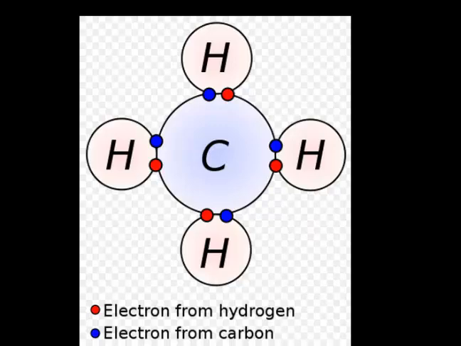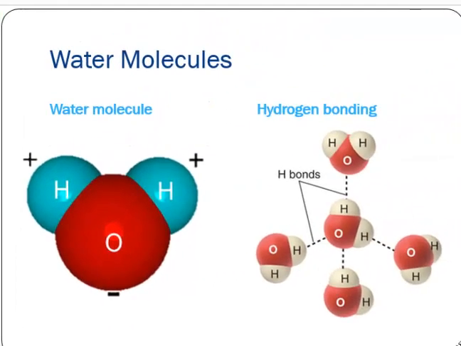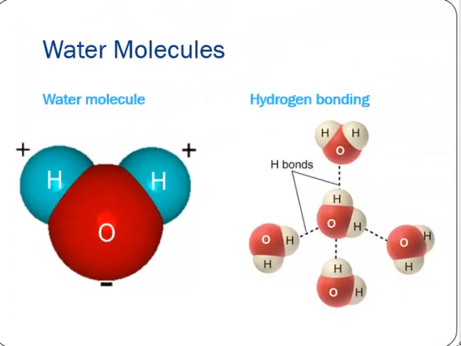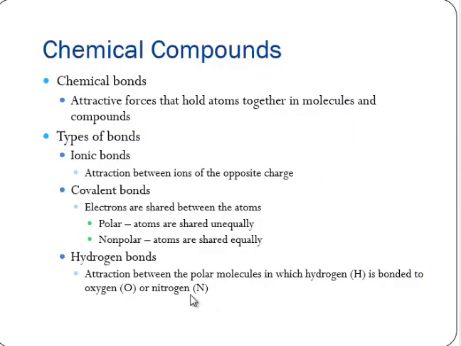Here's another example, really a big example, one of the most important examples we know of, and that is water. Water is H2O, which means 2 hydrogens and 1 oxygen. And they come together through this process of sharing the electrons. And hydrogen bonds are really kind of a subset of covalent bonds, but hydrogen bonds are attraction between hydrogen and another substance, such as nitrogen or oxygen.